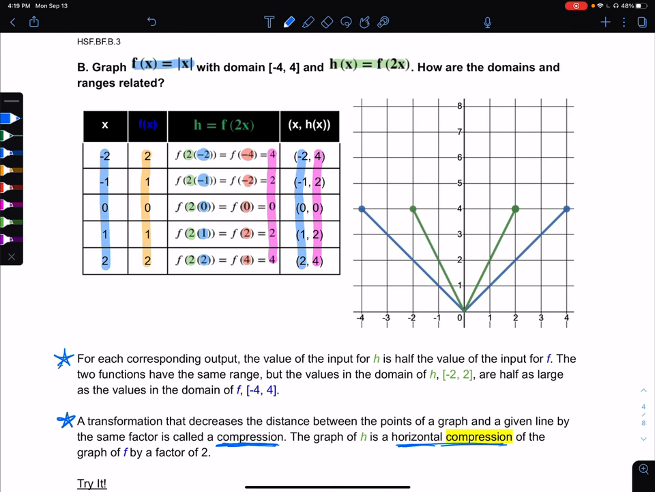So it's a horizontal compression, and think of it like a vise, or a press. It's being pressed in from the left and right sides, and it's compressing it horizontally from the left and the right.